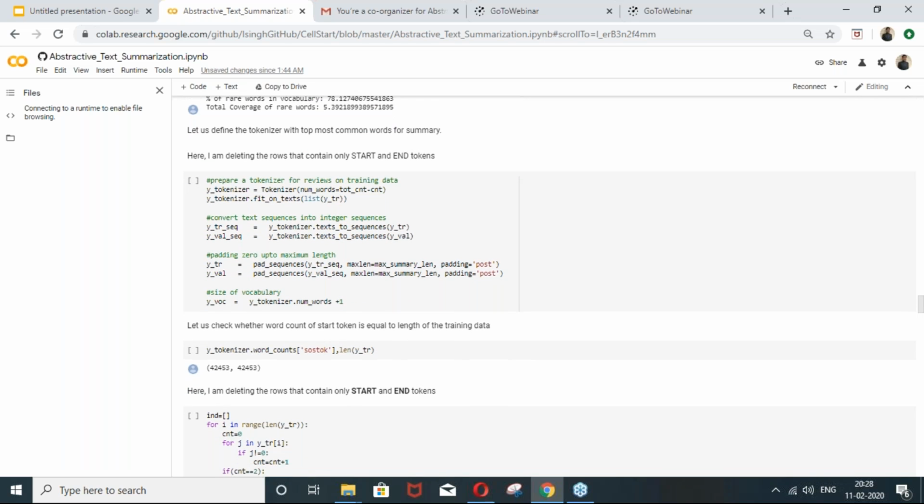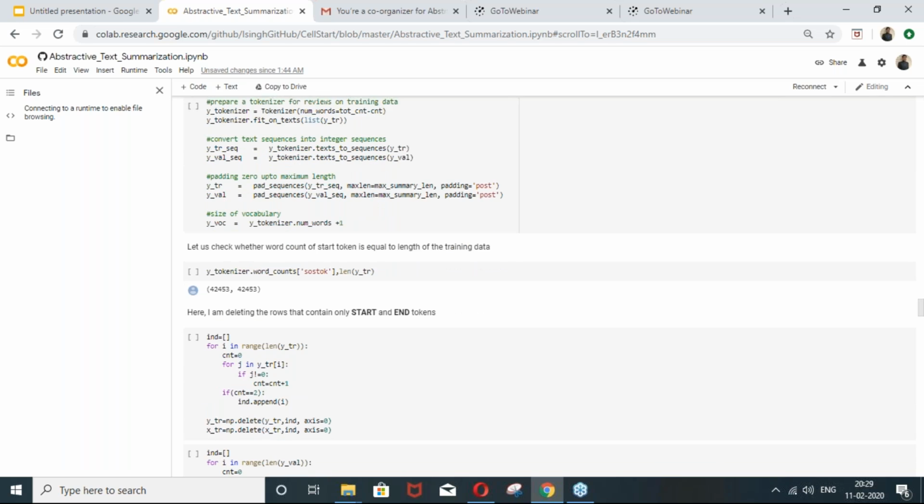Let us check whether the word count of the start token is equal to the length of the training data. So I am deleting the rows where only the start and end tokens remain.